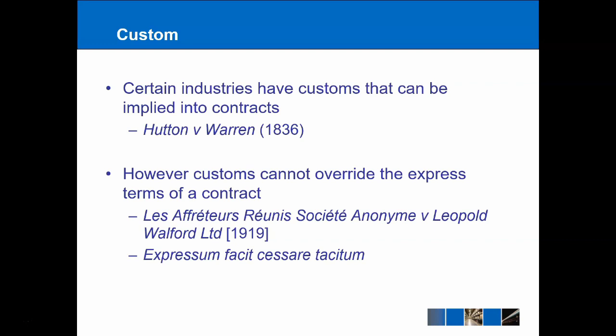The example that I've put there is from Hutton and Warren, dates all the way back to 1836. And it's the idea that within a farming context there were certain customs at that particular time which were relevant, and even though they weren't included in the express terms of the contract, they were successfully relied on within the courts because of the implied custom between the parties.